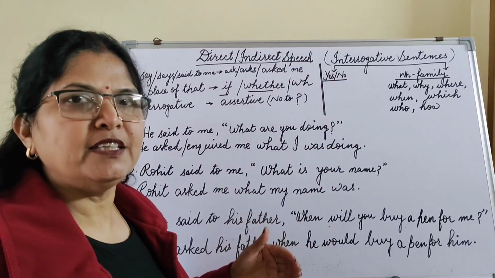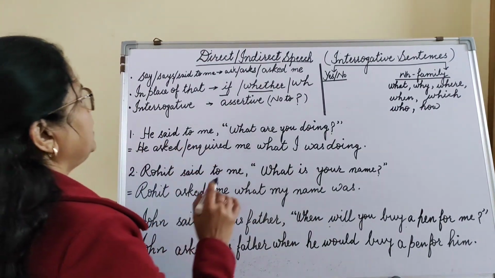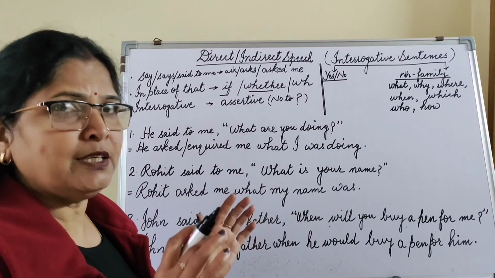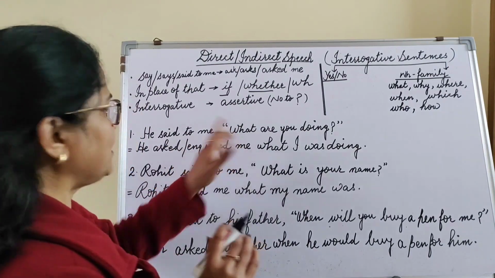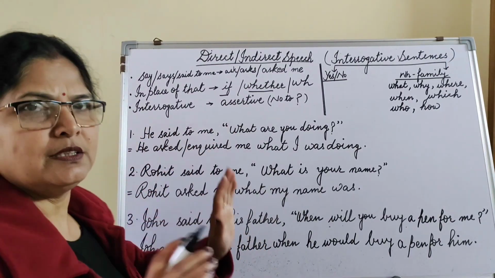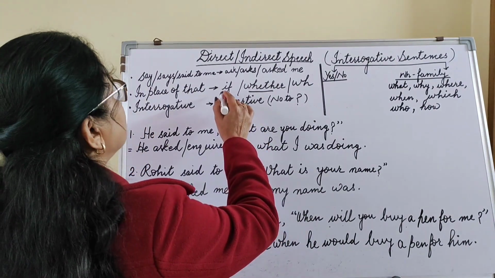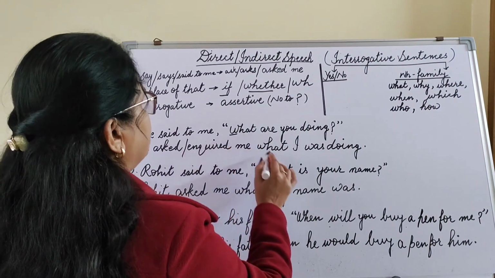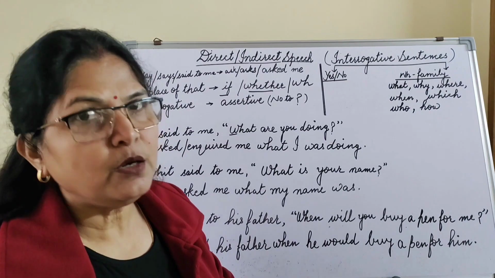So you will understand it better with the example. See here. He said to me, "What are you doing?" So keep everything in mind, whatever you have learned till now. So he said to me, here is a question. So he asked me, till here it's clear. Now you have to remember, we will not use if or whether. In that place we will write what. So what. Now again, subject and verb.